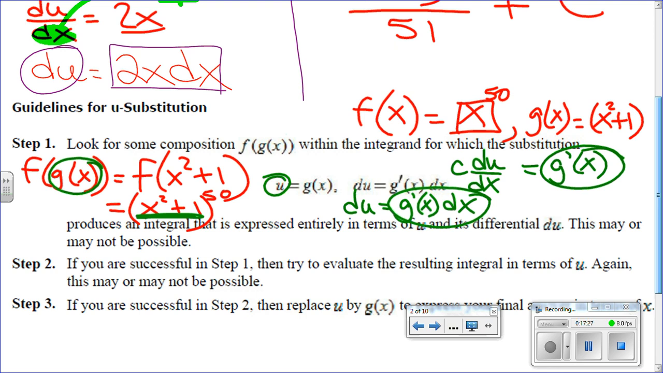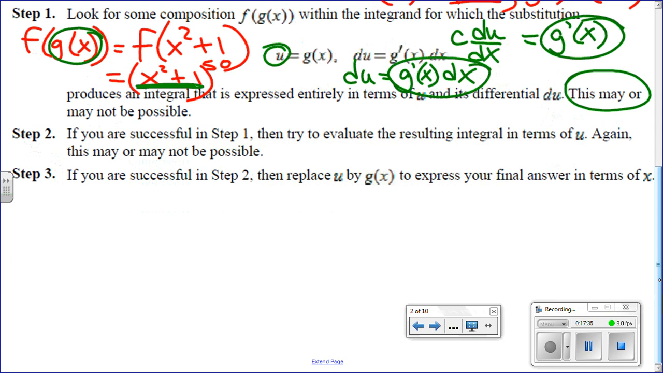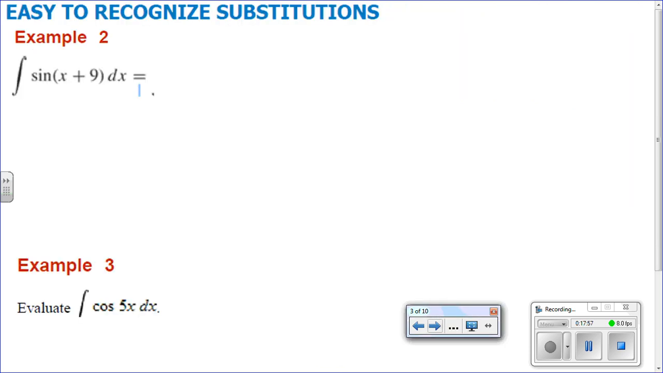Okay, now remember, this may not be possible, and that's when you need to use other integration techniques. Now if you are successful in step one, then try to evaluate the resulting integral in terms of u, and that's why we will need that du somewhere there. If you are successful here, then you replace u with g of x, a back substitution, to express your final answer in terms of x. So let's do another example.